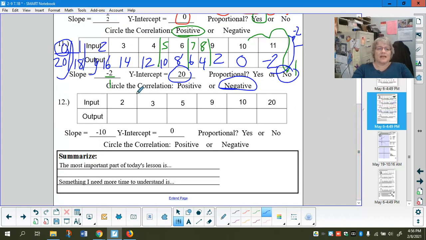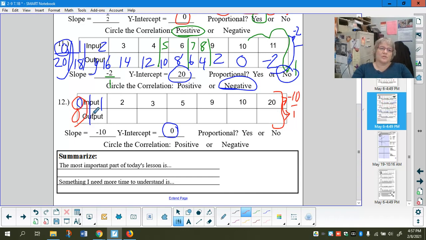Okay, and last one. Y-intercept is 0, so I got to get myself back to 0. Y-intercept is 0. 0, 0. Slope is -10, so -10 over 1. So those have to be going by 1s, and these have to be going by -10s.